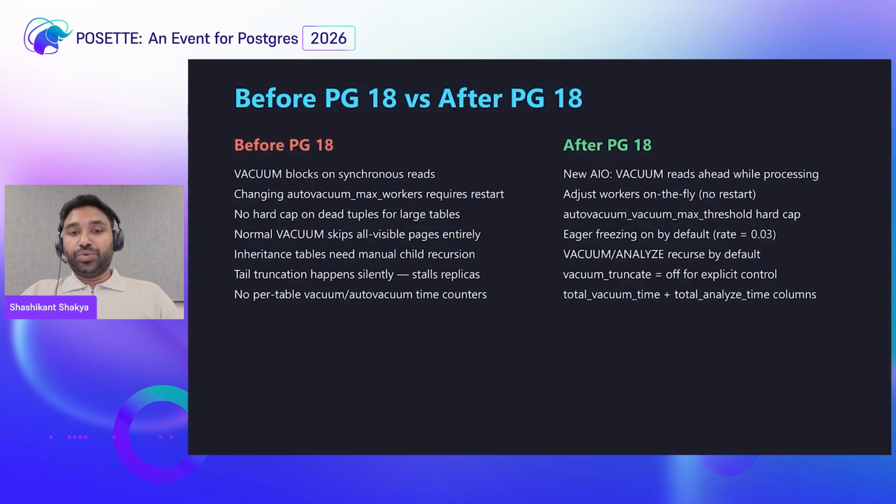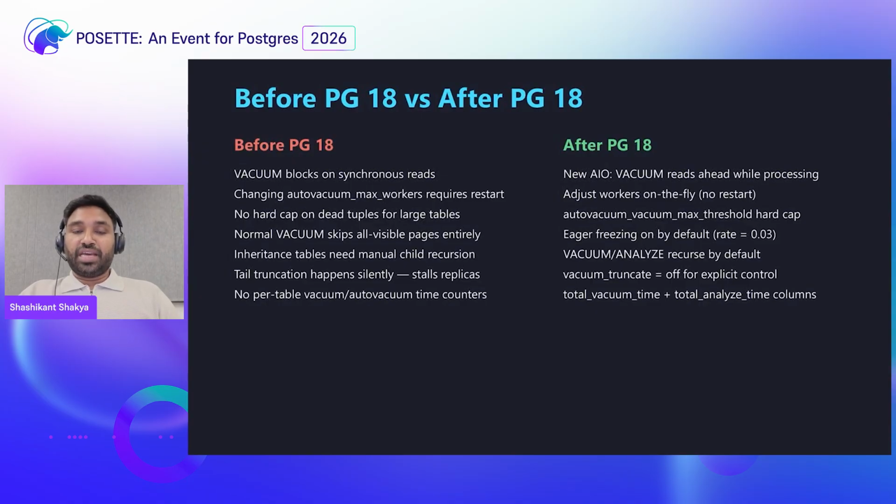So now you have a new asynchronous I/O subsystem, which helps vacuum read ahead while processing. You can now adjust autovacuum max workers on the fly without a restart. Larger tables can now accumulate up to 100 million dead rows based on the default settings, and it will trigger autovacuum workers immediately afterwards. Eager freezing allows you to spread the freezing activity across all vacuum runs, so that it reduces the I/O spikes caused by anti-wraparound vacuums.